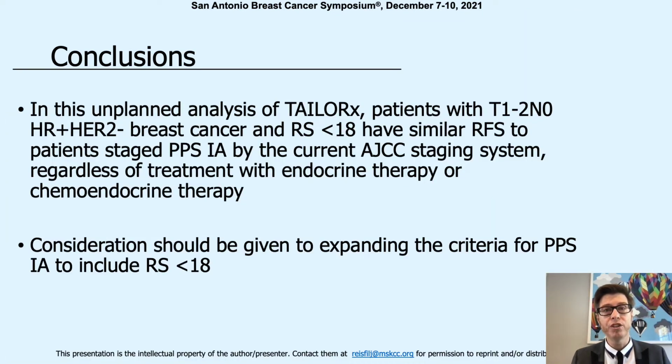So the conclusion of this part is that in this unplanned analysis of the TAILOR-X trial, patients with T1/2 node negative, who were hormone receptor positive, HER2 negative, and had a recurrence score less than 18, had an outcome not statistically different from those patients that were classified as PPS1A. And that consideration should be given in terms of expanding the criteria of PPS1A to perhaps including those patients with recurrence score less than 18, not only those with less than 11.